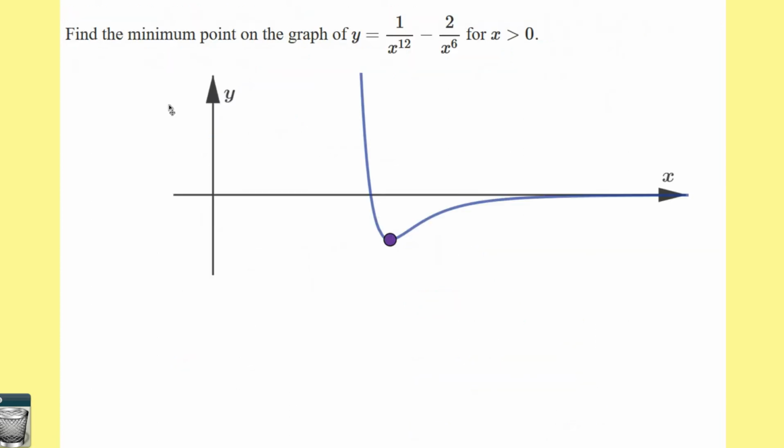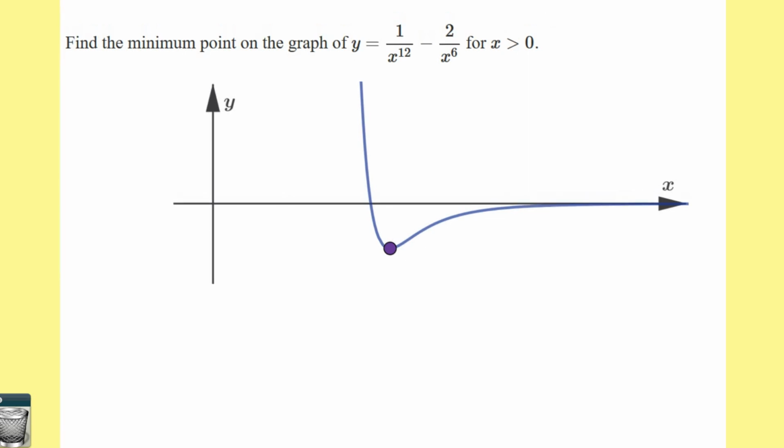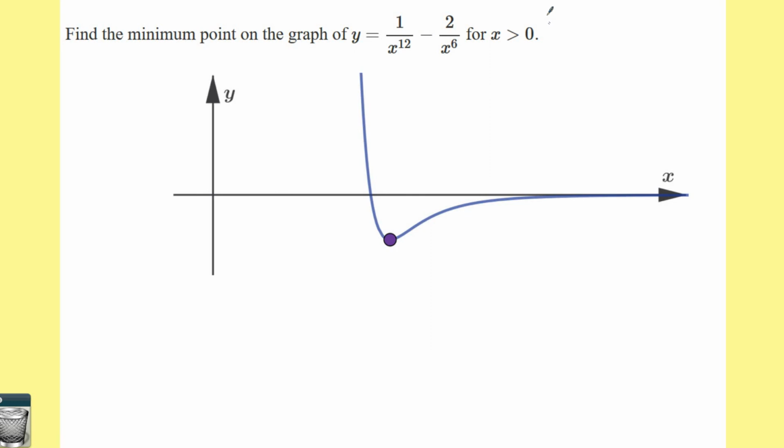Okay, let's do another one. Find the minimum point on the graph for this equation. So I'm going to rewrite my function as y equals x to the -12 minus 2x to the -6. So when I do the derivative, I get -12x to the -13 plus 12x to the -7. Sorry, that was the derivative. Forgot to put the y prime.